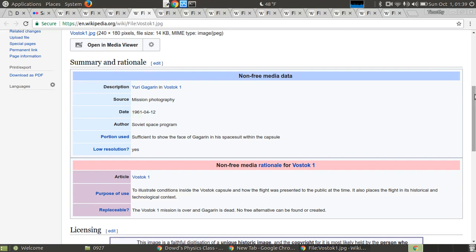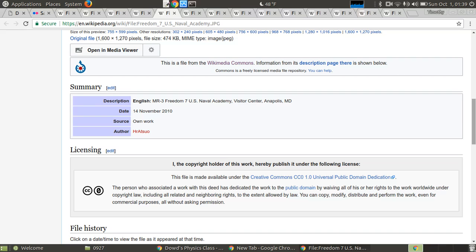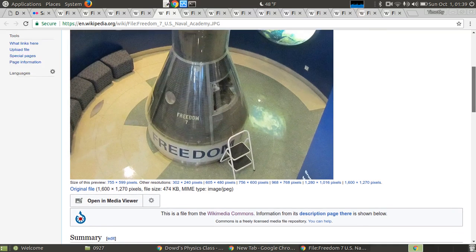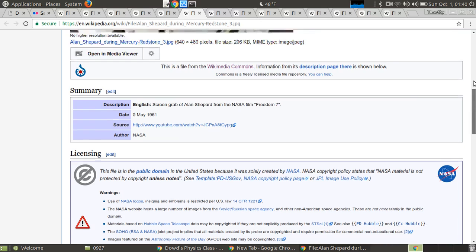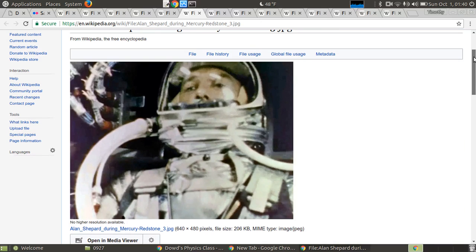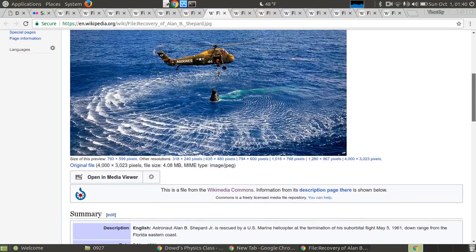And here's Gagarin sitting in it. So let's look at the American response about a month later. We, too, launched someone into space. And this is Alan Shepard's Freedom 7 capsule on display. This is the first American in space, Alan Shepard. And here's the capsule being recovered after the first flight.